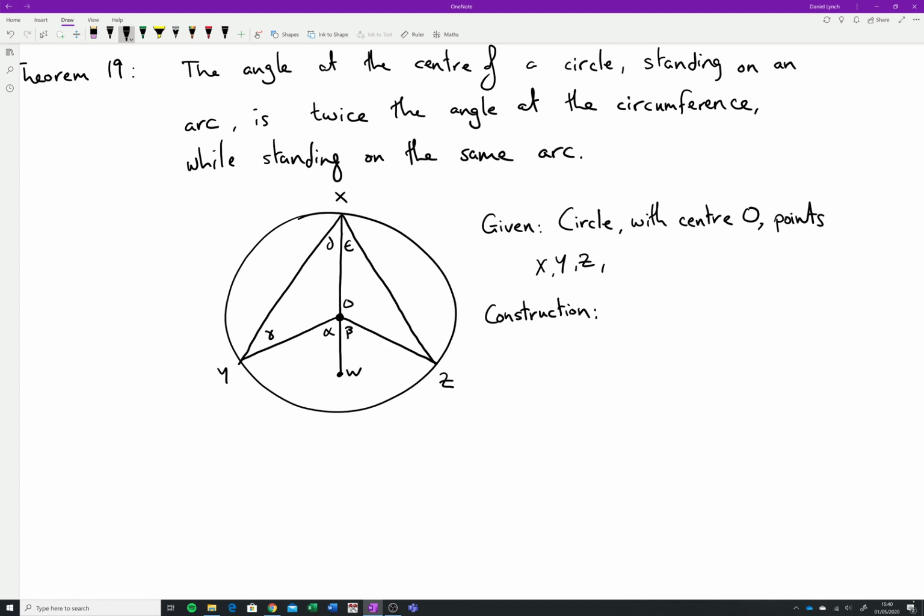Construction is anything else that we've got to add. I would write it in under the construction here. So the construction is, as they say, produce. It's a nice word. Produce XO, that line segment, to W, as in keep it going through there. So that just means extend XO out to W, which I think produce is a nice word for it.